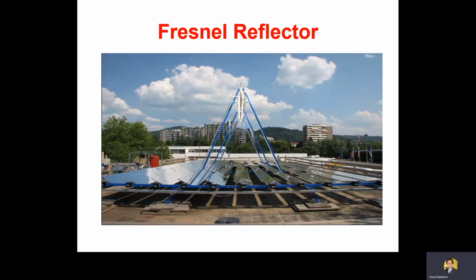Now this is again a picture which is explaining to you the Fresnel reflector, how these mirrors are placed on the land and how they are reflecting back the incident light to this absorber pipe.